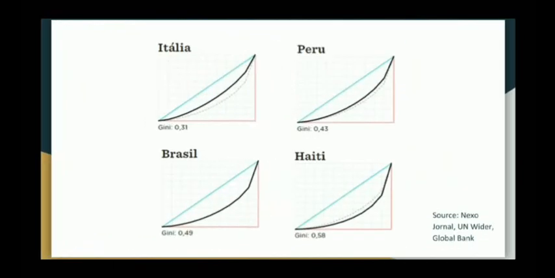First of all, let's contextualize this discussion. This is a comparison of the Lorenz curve of four countries in order to situate where Brazil stands. As you can see, Italy, a developed country, has a Gini index of 0.31 and a straighter curve than the others, indicating that it's more egalitarian.